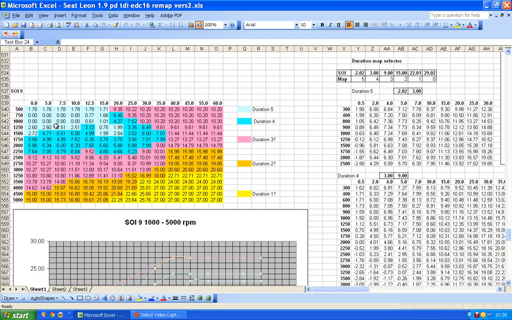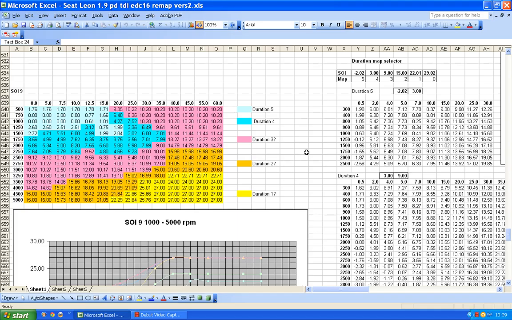In other words, this pale blue area might select duration map 5, and this turquoise aquamarine blue colour might select duration map 4. The pinky colour would select duration map 3. This orangey area would select duration map 2, and the yellow would select duration map 1. Over here on the side I've got the duration maps, but we don't need to look at those at the moment because I've already put up some information about duration.